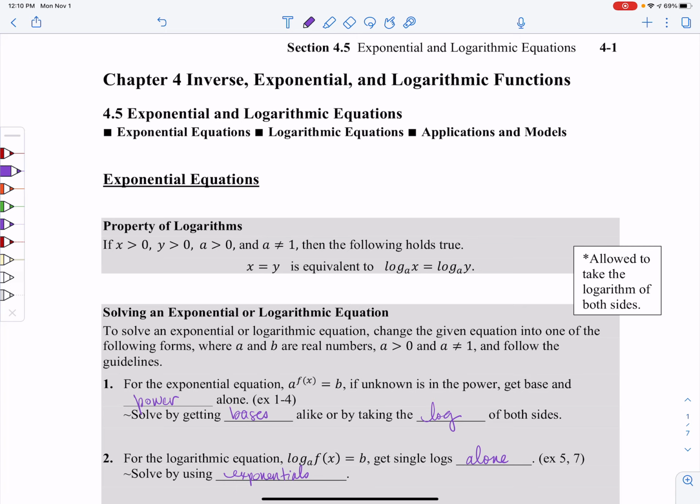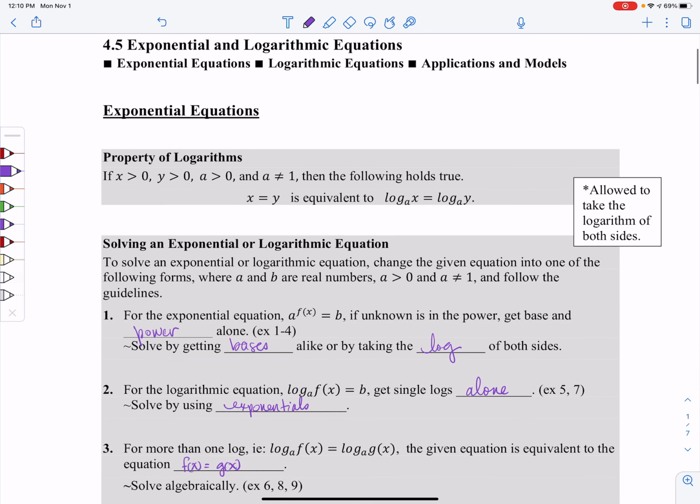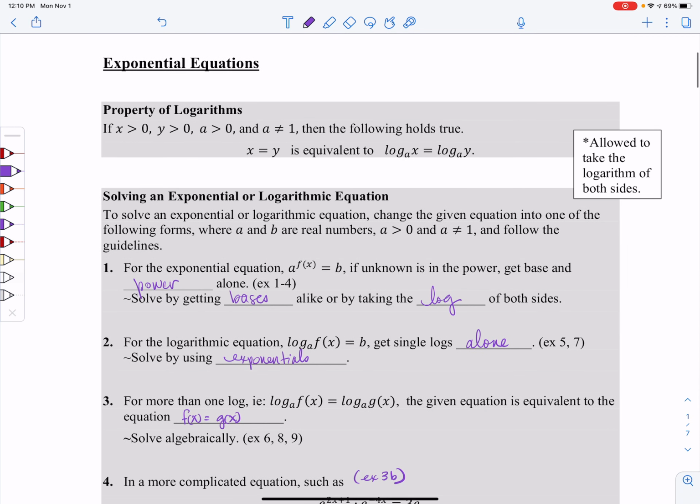All right, so let's just talk about exponential equations, first of all, and this property of logarithms. This property of logarithms says if I have a^x is equal to a^y, some two statements equal to each other, this says that I am allowed to take the log of both sides, and that can be any kind of log, any kind of base. So I'm allowed to take the log of both sides.